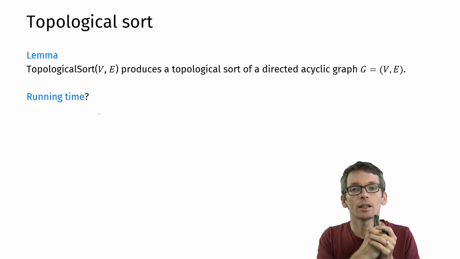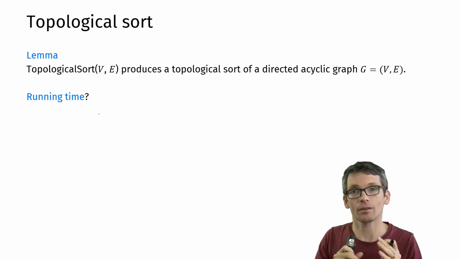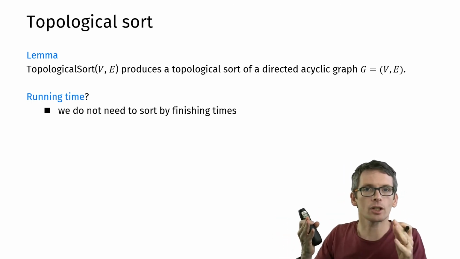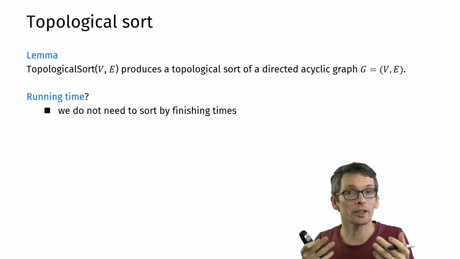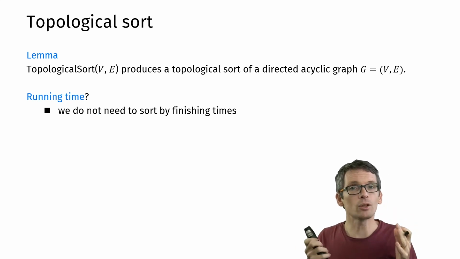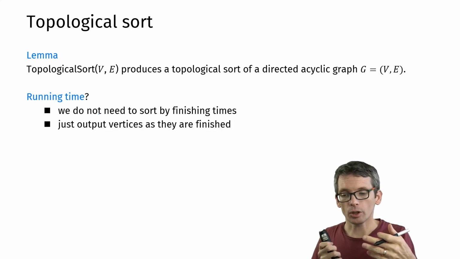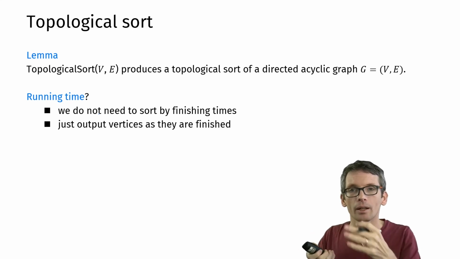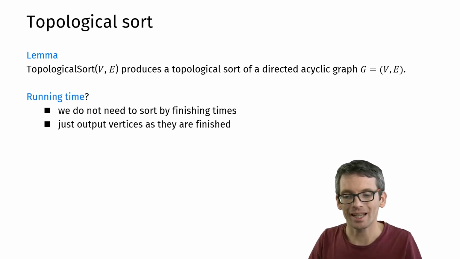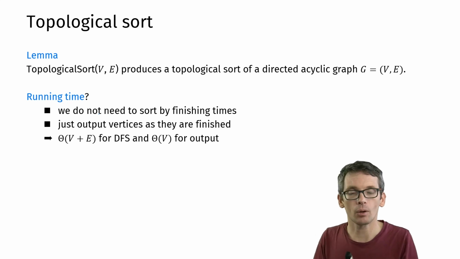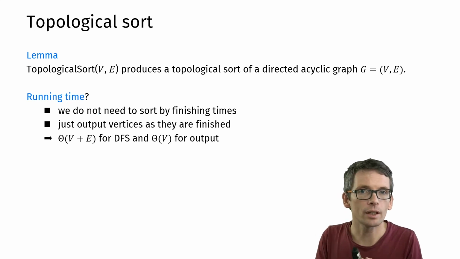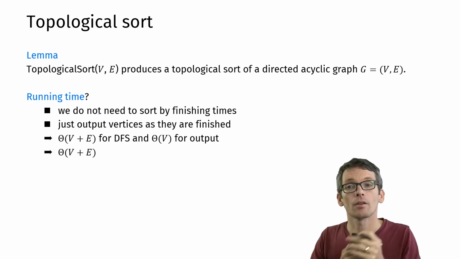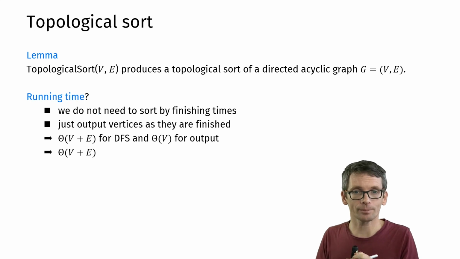What is its running time? Now we have to be slightly careful. We said we sort by decreasing finishing times. Of course, sorting as such would take n log n time, but we don't need to actually sort. While we do the depth first search, as soon as we finish a vertex, we simply place it in the order. In that way, we take as much time as depth first search takes, and that is simply order V plus E, and then order V additionally for outputting. Overall, that's order V plus E. That's the running time for topological sorting.